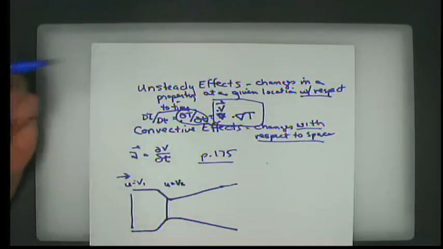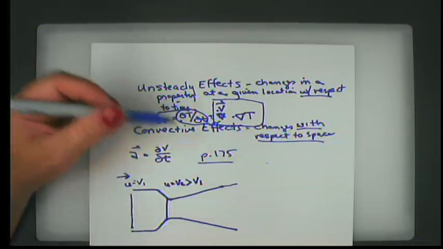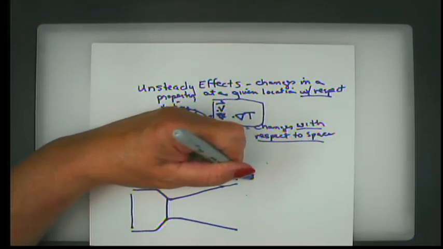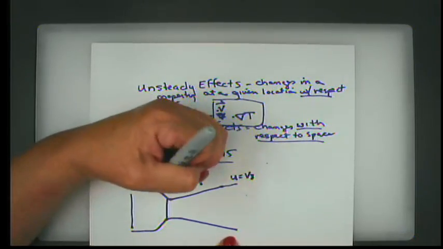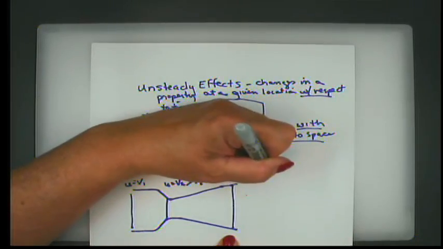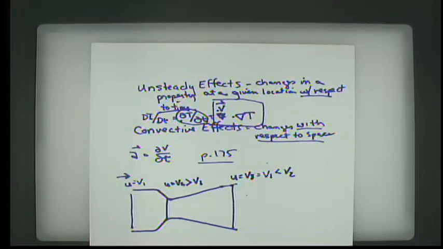And because that area is smaller, v2 has to be greater than v1. And here, where the area is greater, call that v3. And if it's the same as v1, they've actually drawn it so that it's the same area as v1, it will be equal to v1, which is less than v2. And that all has to do with the spatial arrangement of that pipe.